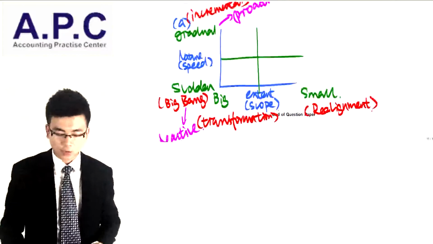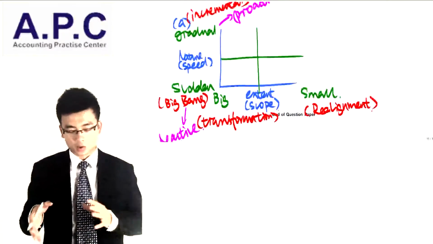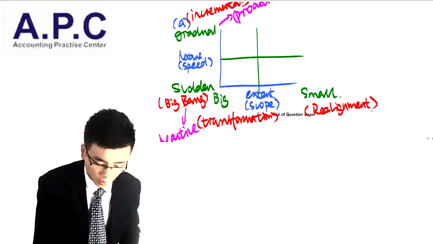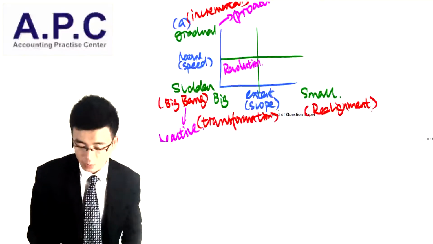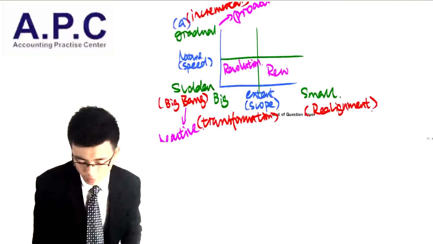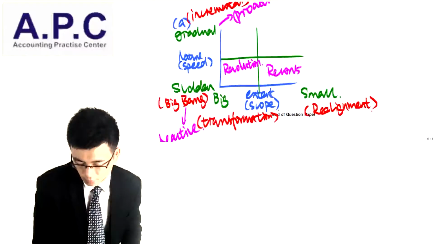So for the sudden change, the scope can be big or can be small. If it is big, it's called revolution. If it is small, it's called reconstruction. But what does that mean?